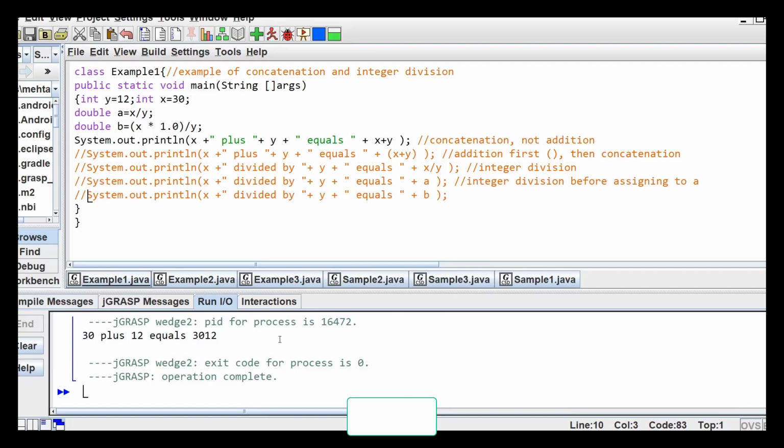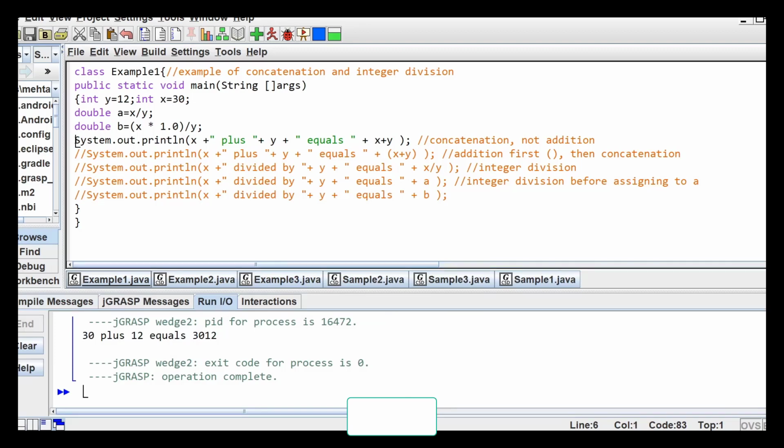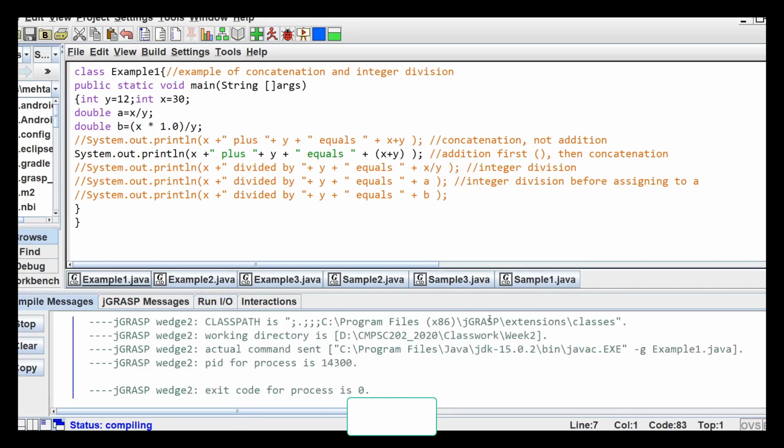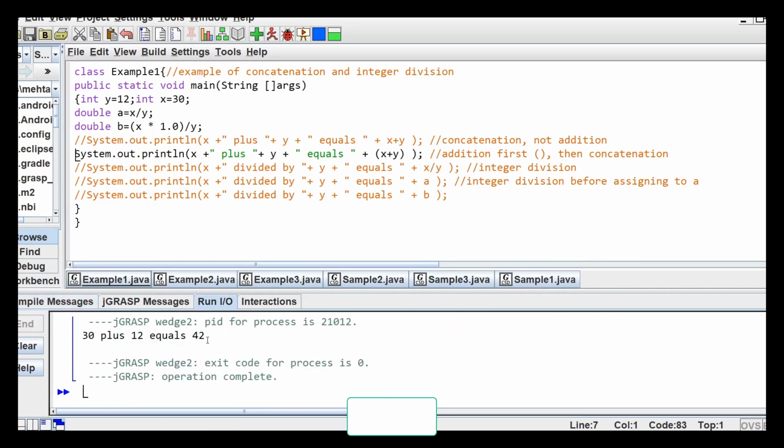And we see 30 plus 12 equals 3012. And the reason is because it is concatenation. We have concatenated. If we wanted to add X and Y, then we're going to have to put that in parentheses so that we do the addition before the concatenation. And there we go, 42.